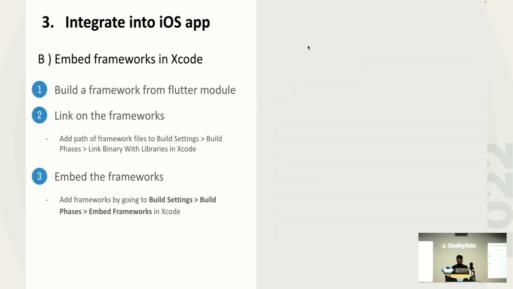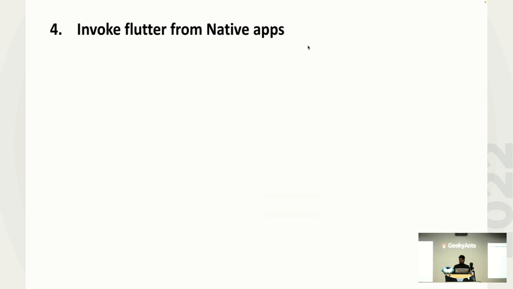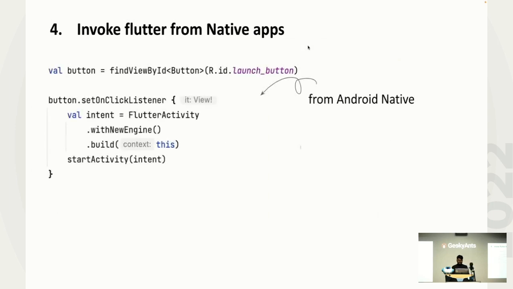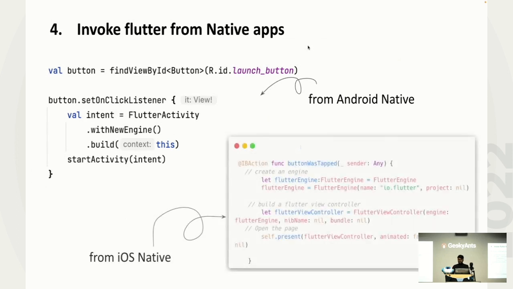So we have completed the integration and also creation. Now how to invoke it, how to actually open the Flutter view when something happens. On Android, it is very similar to how you build an activity and launch it. Here you can create a Flutter activity with a new engine and then build it and start the activity. Same goes for the iOS side, very familiar.